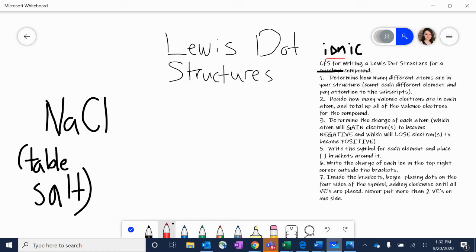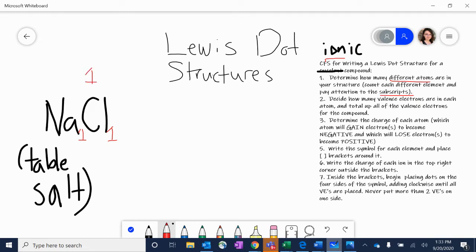We're going to work with one of the most well-known ionic compounds, sodium chloride, NaCl, aka table salt, that stuff you love to dump on your French fries. So our first step is to determine how many different atoms are in the structure. So that means we're going to have to count these subscripts, or little numbers. Now you'll see in this particular example, we don't see any little numbers. We could, if we really wanted to, write subscripts of 1, but when there's just one of each atom, we generally just don't put a subscript at all.